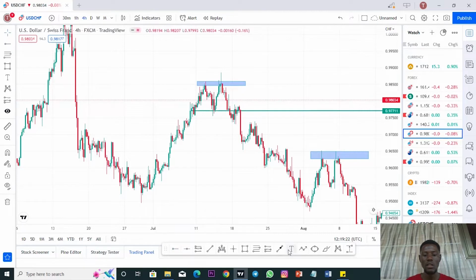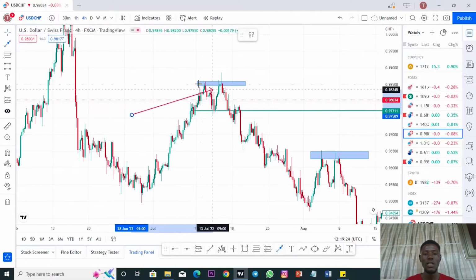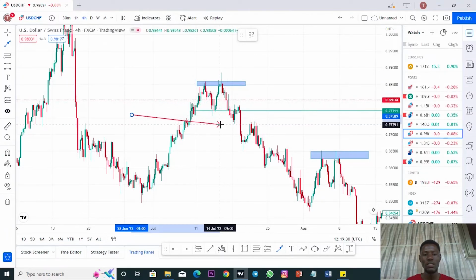And here is our neckline. Here is our double top created very nicely here. Price pushed all the way to the downside. This market is looking very beautiful, man. It's looking sweet. This is our neckline, and price broke out of our neckline.